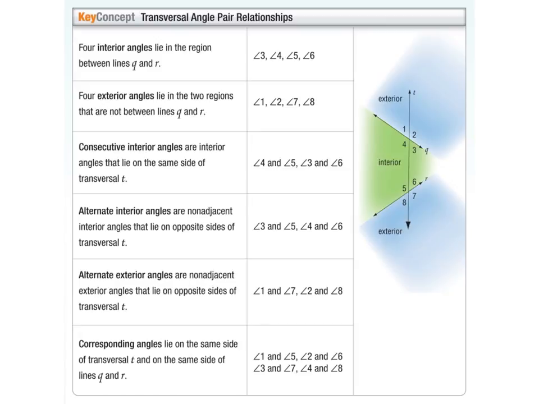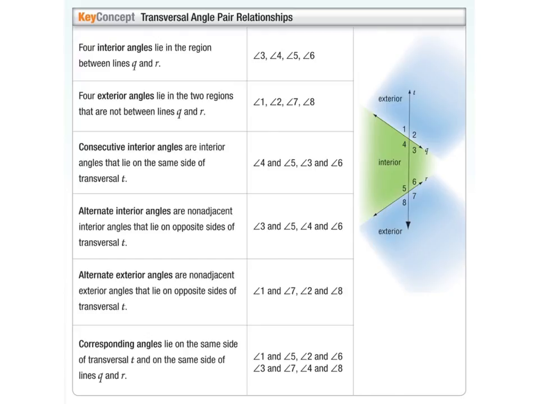Okay, this is the table that will give you whatever extra you need as far as the vocabulary is concerned. Interior angles are what are inside. So for instance, angles 3, 4, 5 and 6 are interior. Exterior angles are 1, 2, 7 and 8. Consecutive interior angles are 4 and 5, and 3 and 6. They're in a straight line, so linear in type as far as that's concerned.